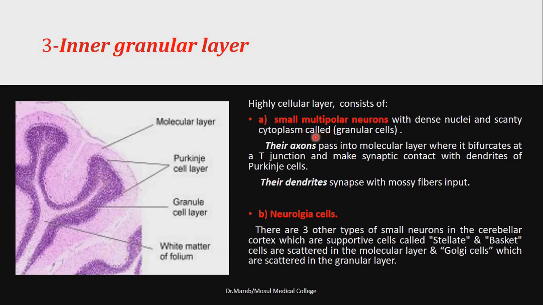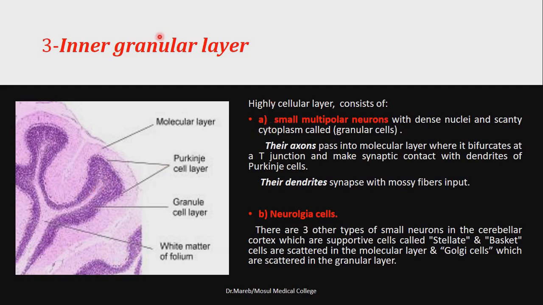These granular cells have an axon, and the axon passes into the molecular layer, where it bifurcates at T junctions and makes synaptic contact with the dendrite of the Purkinje cell. So the axons of the granular cells of the inner granular layer pass into the molecular layer, and in the molecular layer they make synaptic contact with the dendrites of Purkinje cells, while their dendrites will synapse with mossy fiber input.